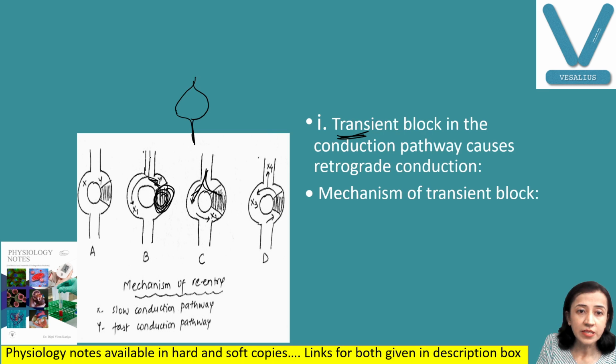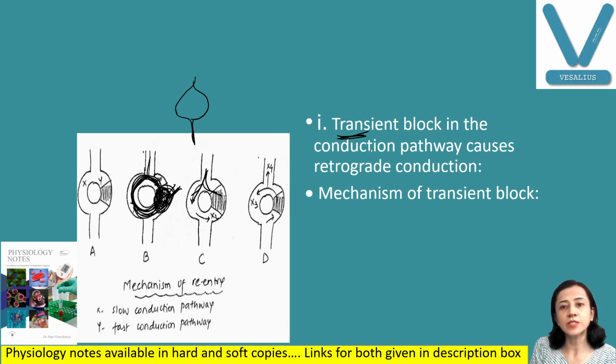Now when this impulse comes here, and this block, because it was transient, has now been relieved, what happens when this impulse reaches here? Now it can depolarize it. So it produces this kind of continuous depolarization in this circuit, and this is your transient block that has produced re-entry or circus movement.